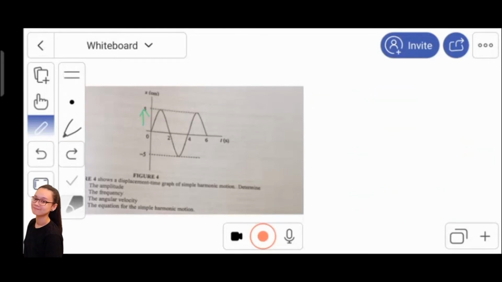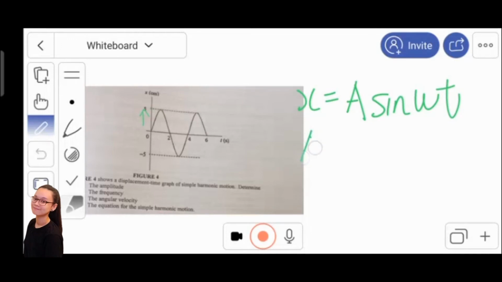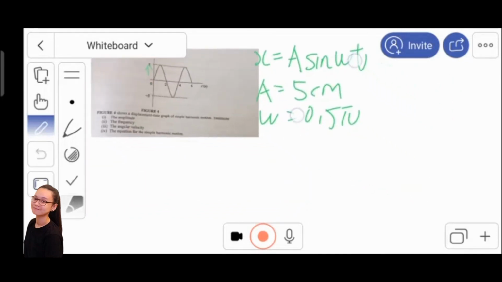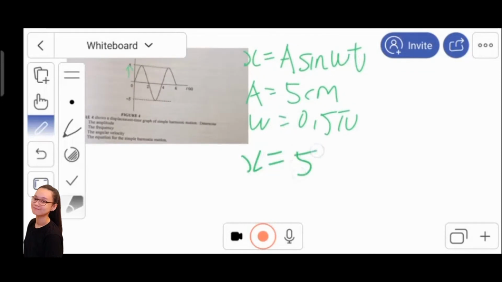And the last, determine the equation for the simple harmonic motion. So the formula is S equals A sine omega t. We already have the amplitude as 5 cm and the omega equal to 0.5 pi. Let's substitute in. So this is the answer for the last question.